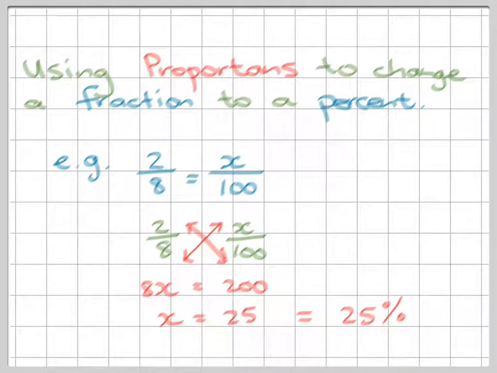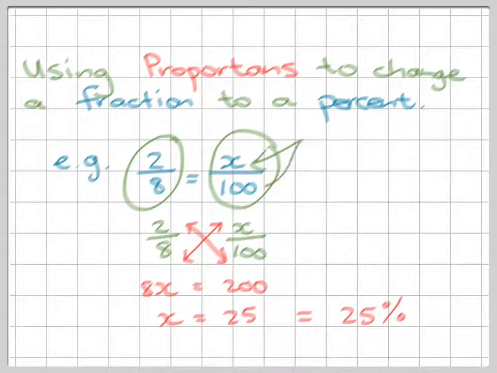Very simple way of converting fractions using proportion. In other words, the unknown over 100. And then you cross multiply and you follow your equation rules and you'll come to the right answer.